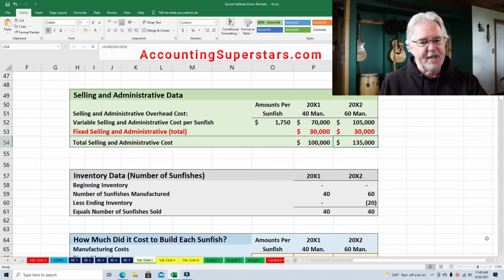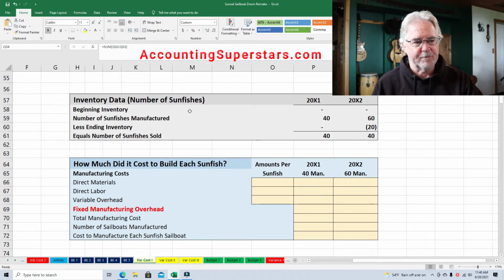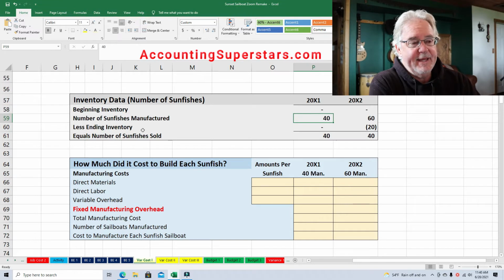We're almost done through the data here, guys. We're hanging in there. Okay, here's the inventory data. Beginning inventory for 2001 was 0. They manufactured 40 boats and they didn't have any ending inventory, and they sold 40 boats.